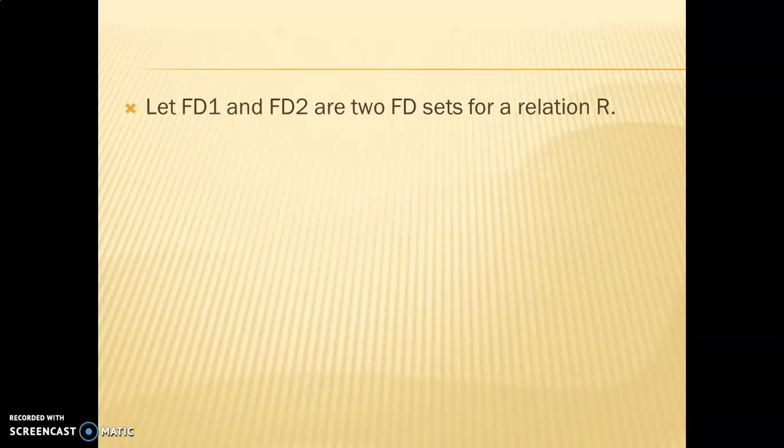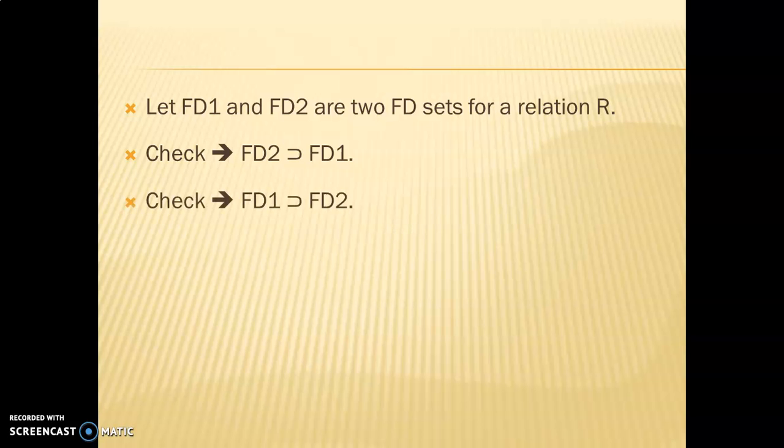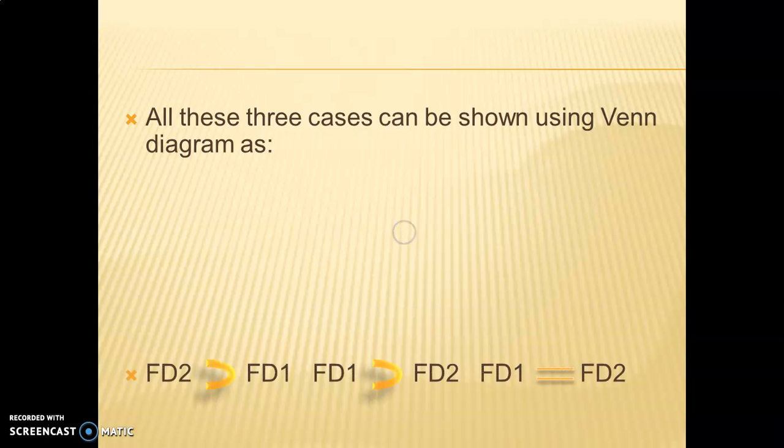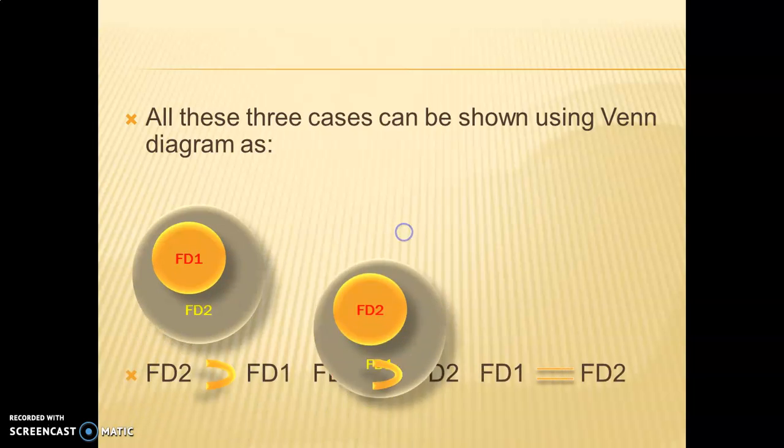In case we have two sets of functional dependencies in a relation, then we need to check whether the second set is a superset of the first set. If it is true, again we need to check whether the first set is a superset of the second set. If both are the same, we can conclude both the functional dependency sets are equal. And this is the Venn diagram representation of equivalence of functional dependencies.